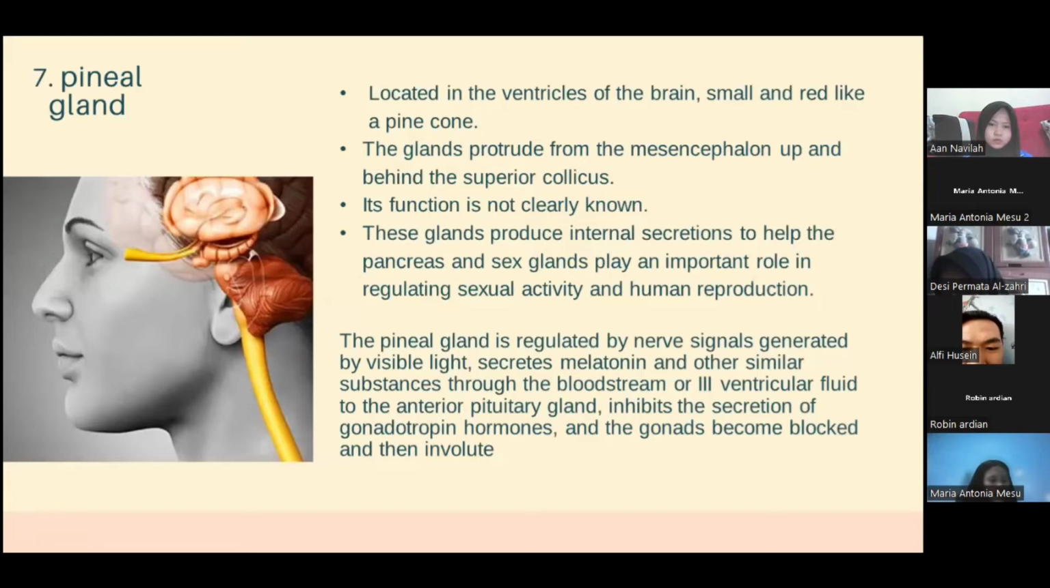These glands have functions in regulating sexual activity and human reproduction. They regulate personal rhythms, like secreting melatonin and other similar substances through the bloodstream.